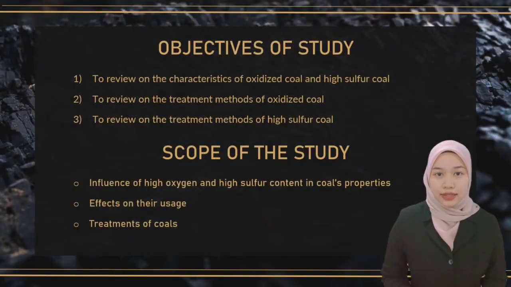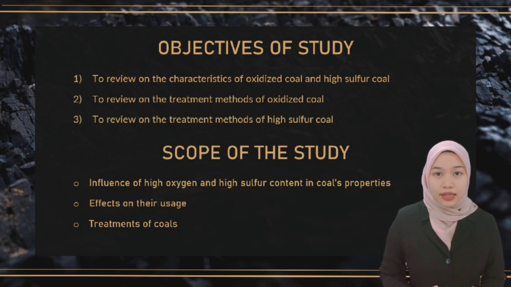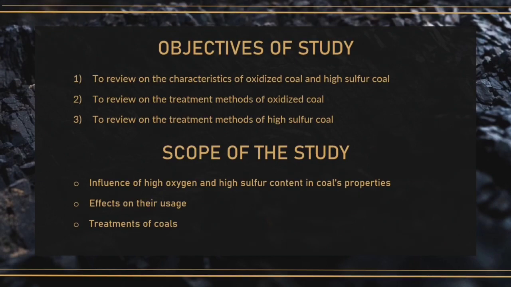The aim of the study is to review on the characteristics of oxidized coal and high sulfur coal, along with the methods to treat both coals. This study includes the influence of high oxygen and high sulfur towards the coal's properties and how these properties would limit their usage. Also, a treatment of both coals are included.